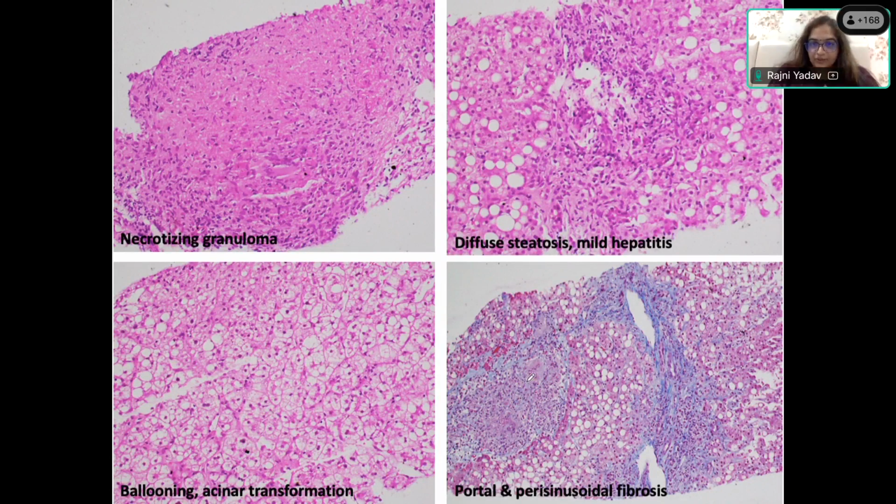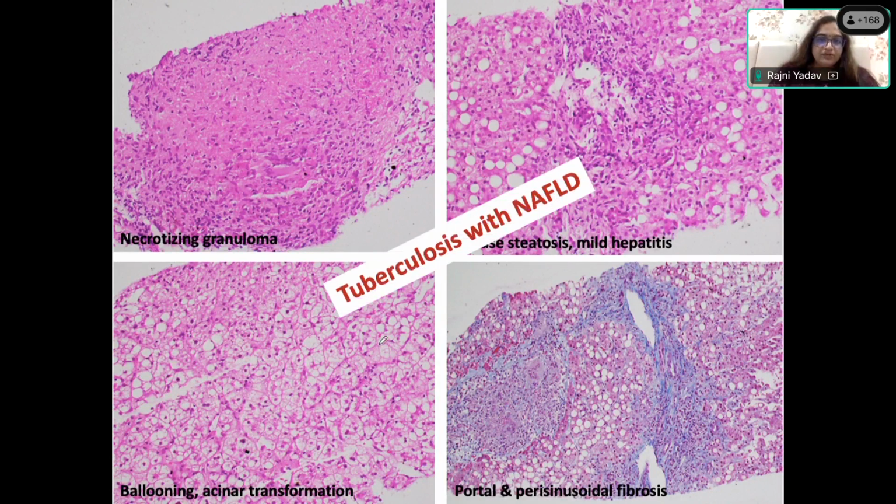Then the fibrosis is in the portal areas and it is bridging from one portal area to another. And there is some perisinusoidal fibrosis also. So this was a case of tuberculosis with non-alcoholic fatty liver disease. See, all people will not be obese with non-alcoholic fatty liver disease. So you may have NAFLD in lean patients. So there is a lean kind of NAFLD also.